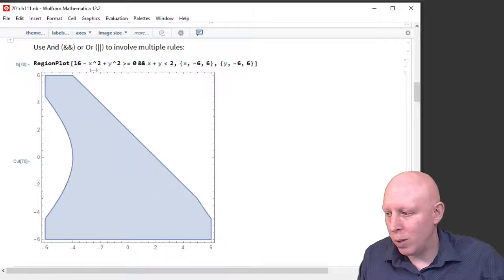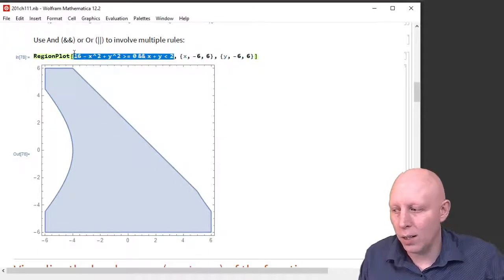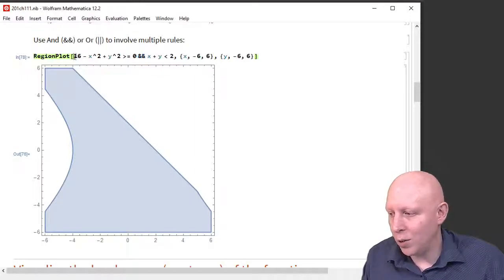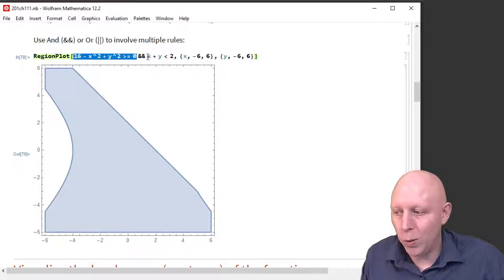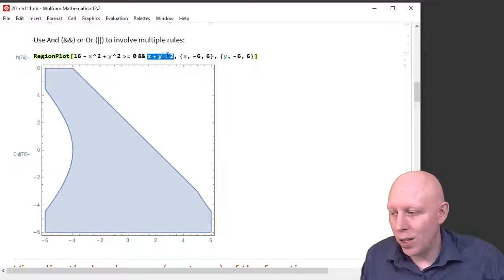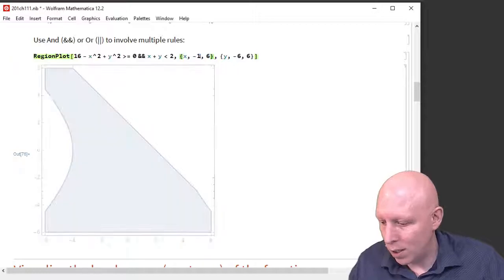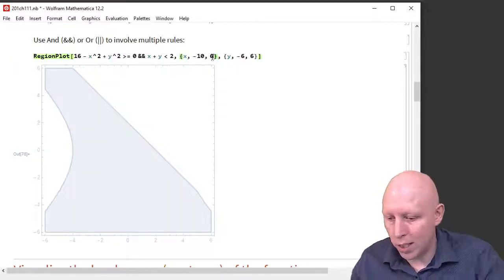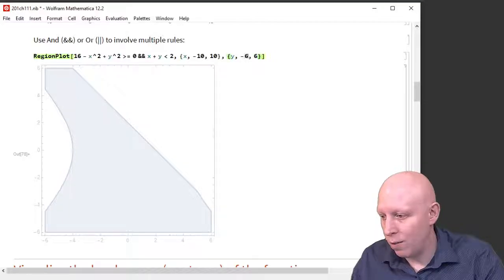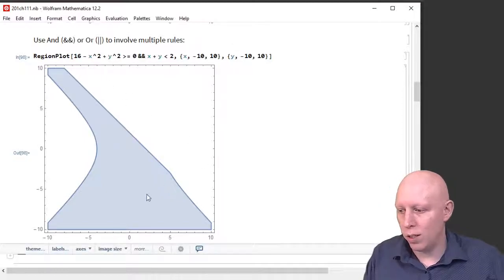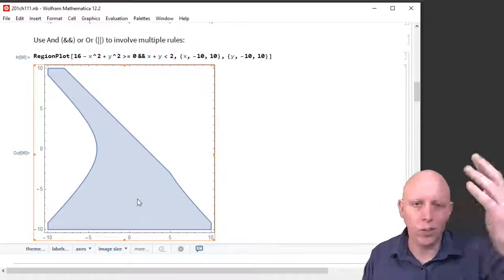If you wanted to specify multiple conditions, you can use And. You can use this double ampersand, and it will allow you to restrict not just by one equation, but also two equations. So if we had the restriction that x plus y has to be less than 2, then that's going to give us this shape for our region. And if we zoom out again, then this is what you can see, this is what the region looks like as you zoom out further and further.